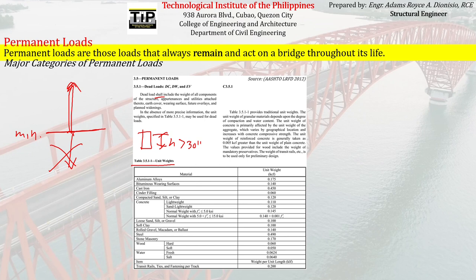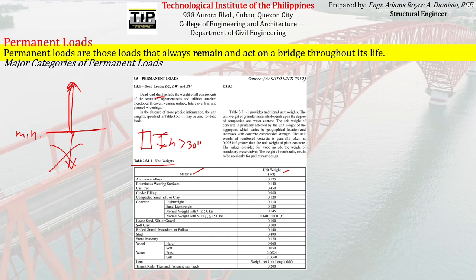Okay? So ano ba yung mga nandito sa table na to? So, yung table comprised of two columns. Ito yung materials, ito yung unit weight. So, dito sa material column, naka-specify, obviously, yung particular material that is usually used as a component of a rigid superstructure or structure in general.